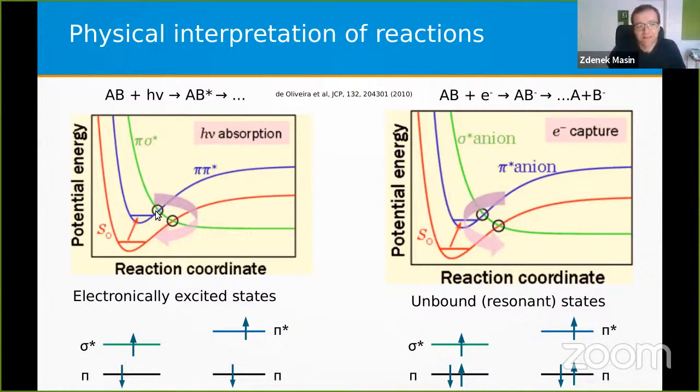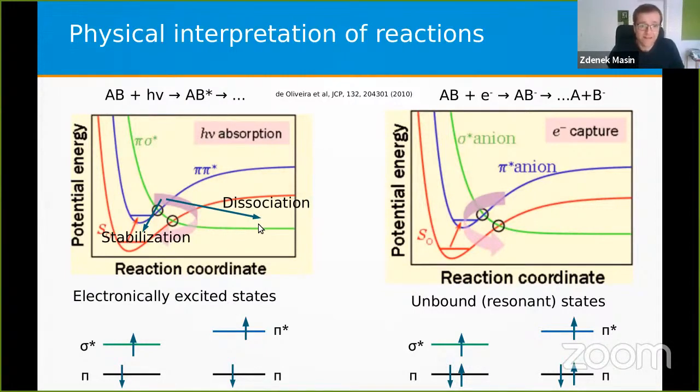symmetry lowering that allows coupling between this blue state and the green state, which is repulsive along some reaction coordinate. However, this repulsive state crosses the neutral state. So this allows for the possibility of stabilization. Or, of course, if the reaction proceeds along the green curve, the molecule can dissociate.